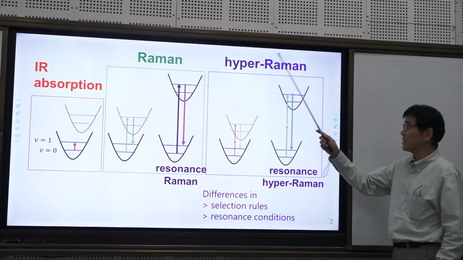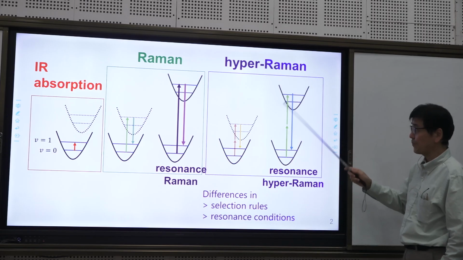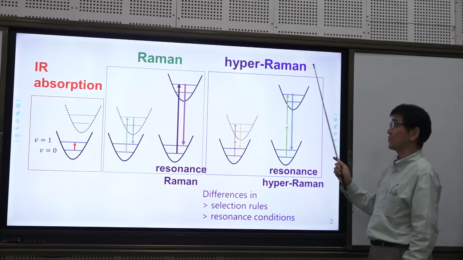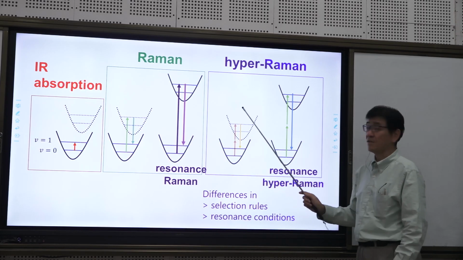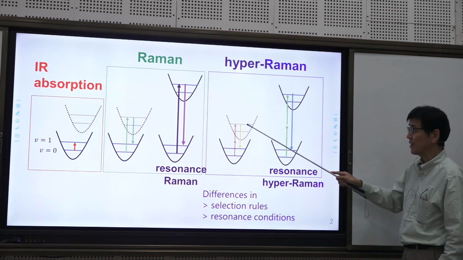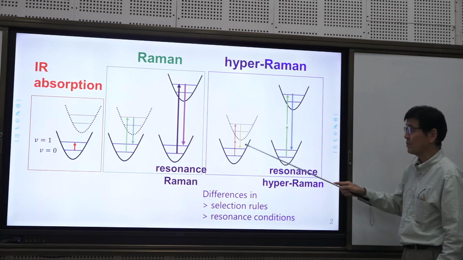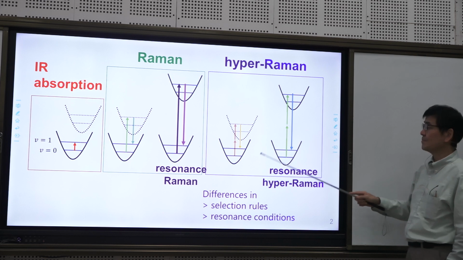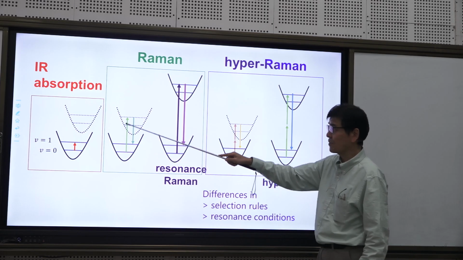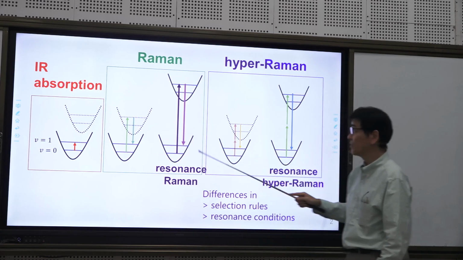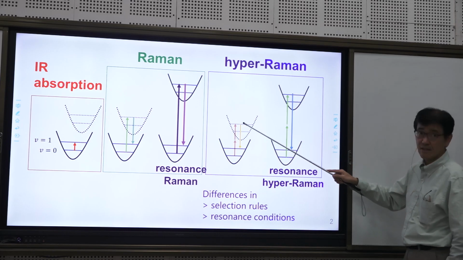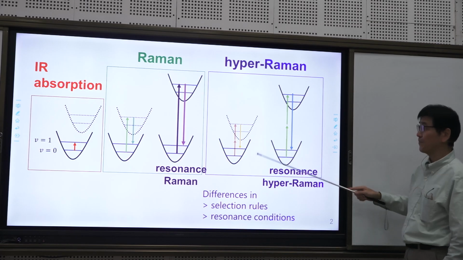And the third one is hyper-Raman spectroscopy. Hyper-Raman spectroscopy is also a scattering process, but the event is different. In this case, 2-photon excitation and 1-photon scattering occur. In the case of Raman spectroscopy, it is 1-photon excitation and 1-photon scattering. In the case of hyper-Raman spectroscopy, 2-photon excitation and 1-photon scattering.